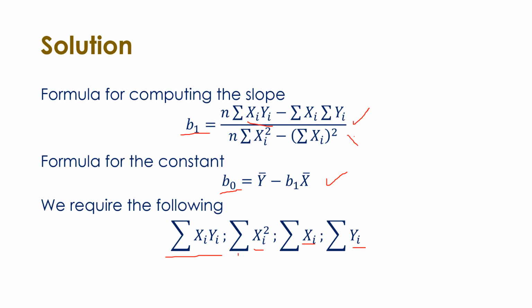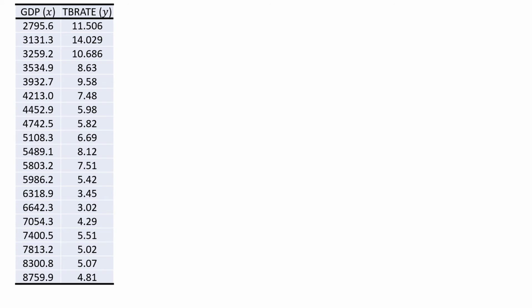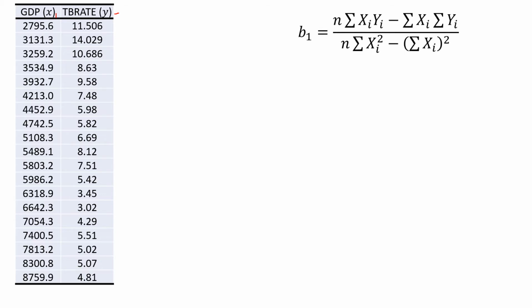And then we will need the mean of y and the mean of x so that we can compute the estimate of the slope. This is the data that we are provided with. The GDP is our x, and you have got the TB rate as our y. So now we first of all estimate the slope, and we know that this is the formula that gives us the slope.